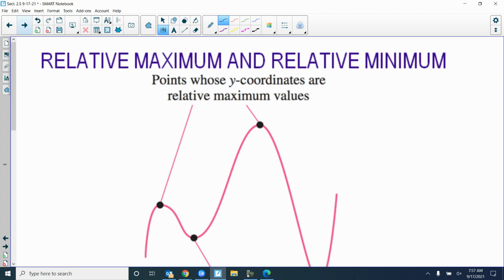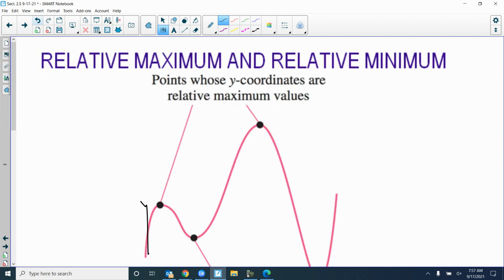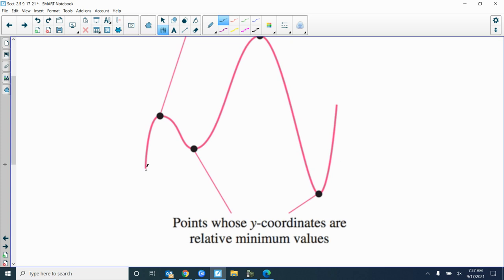Relative max, relative min. Okay. Relative max means that in an area, that is the highest point. If you say the word absolute max, that means it's the absolute highest point of a graph. So for this one here, you got to be careful, because sometimes you'll see the word absolute versus relative.